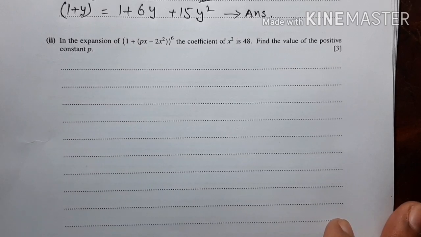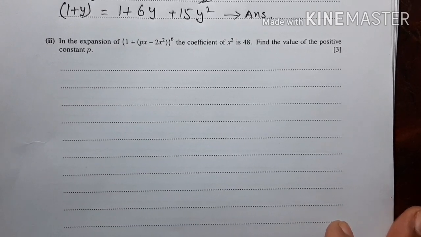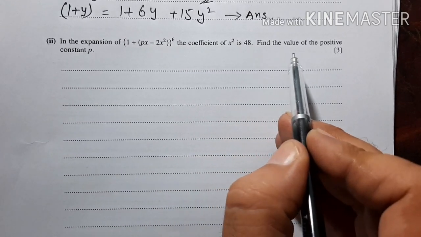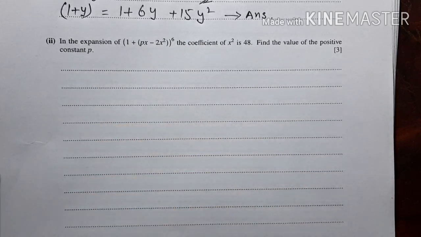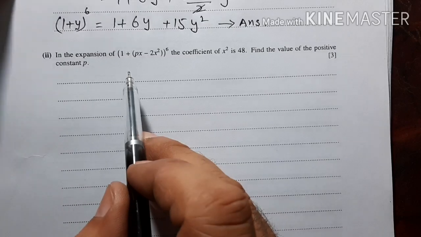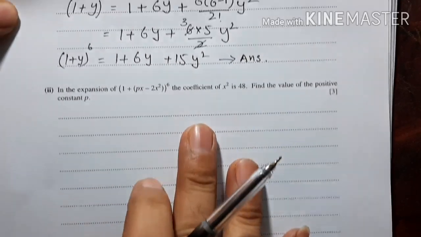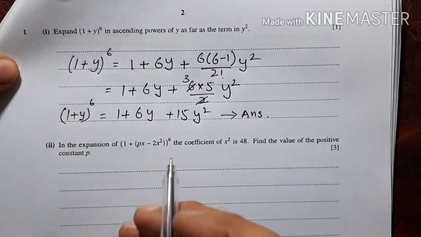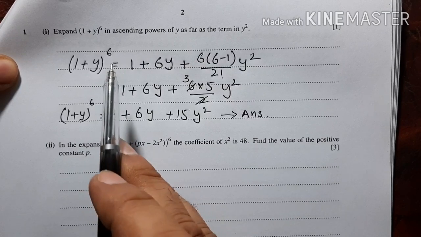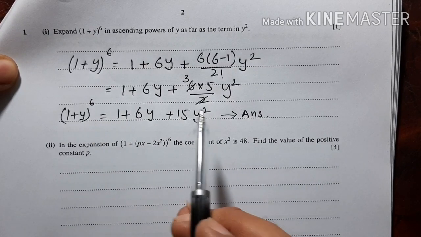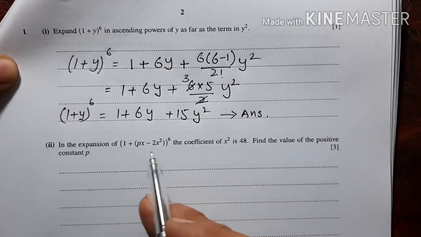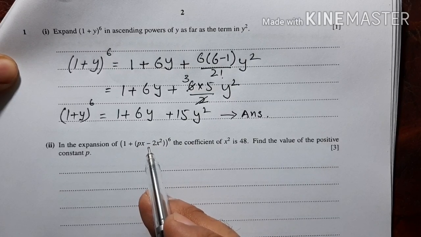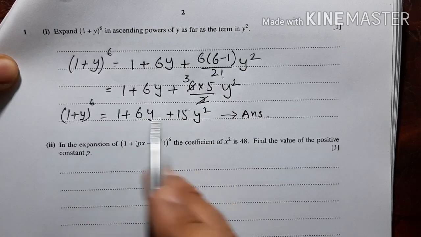Part 2. In the expansion of this, the coefficient of x square is 48. Find the value of the positive constant p. If we closely see, this expression looks like this one if we replace y with px minus 2x squared. So it means we can use this relation for the next part. We don't need to open this up from zero by binomial expansion. We just need this result.